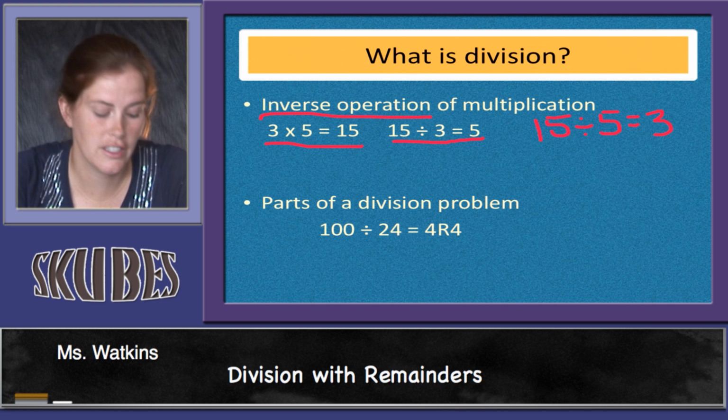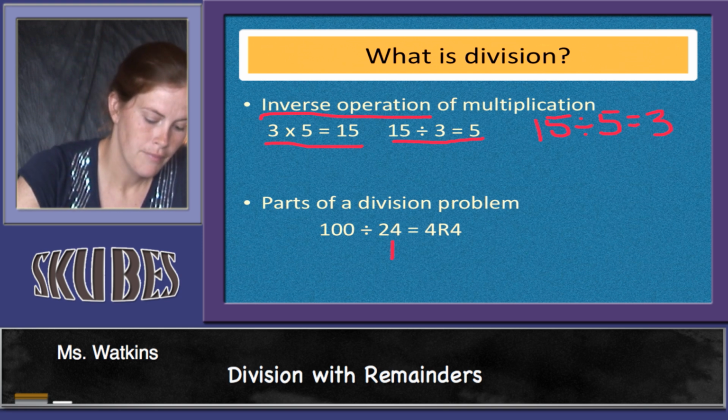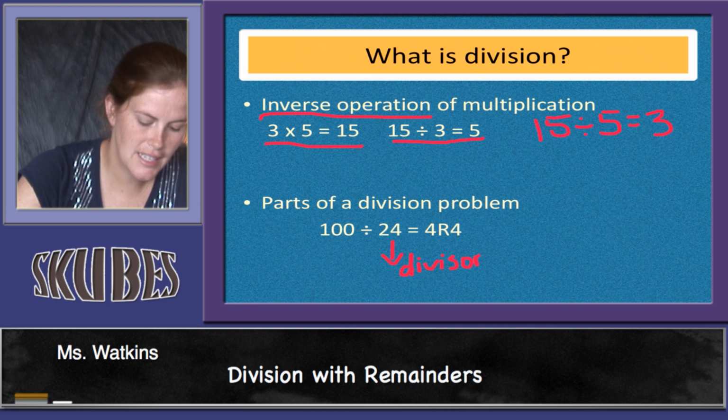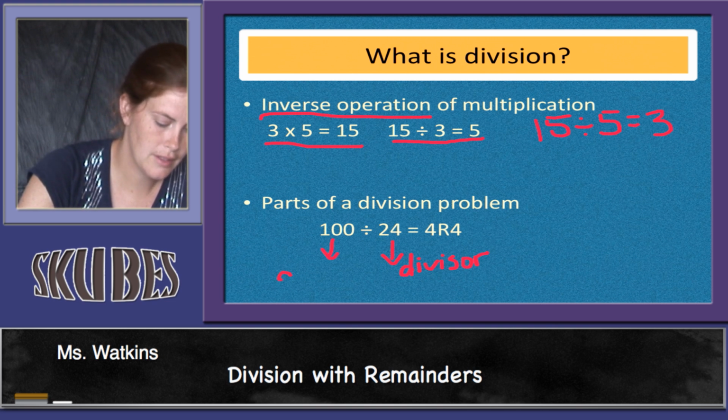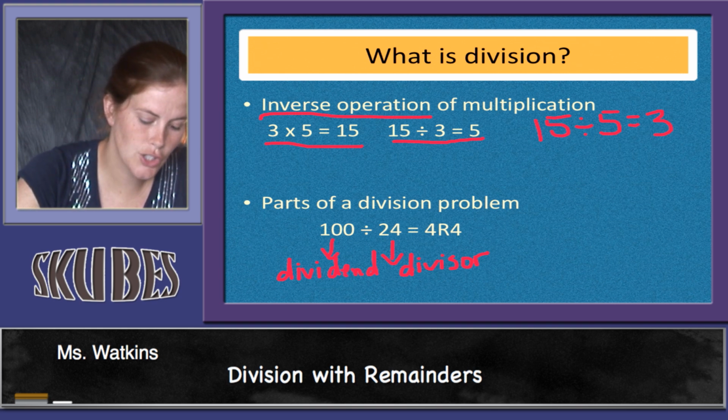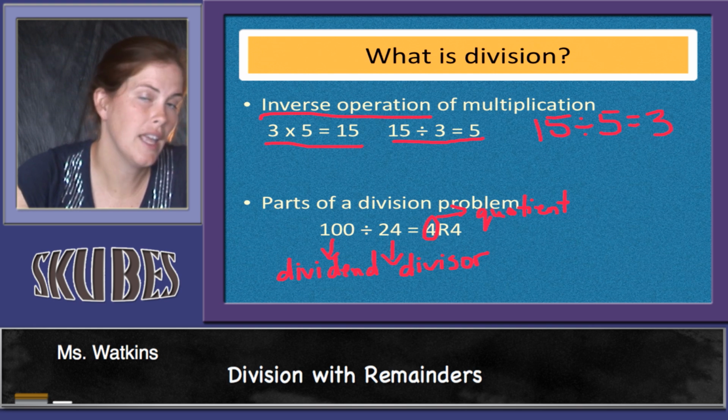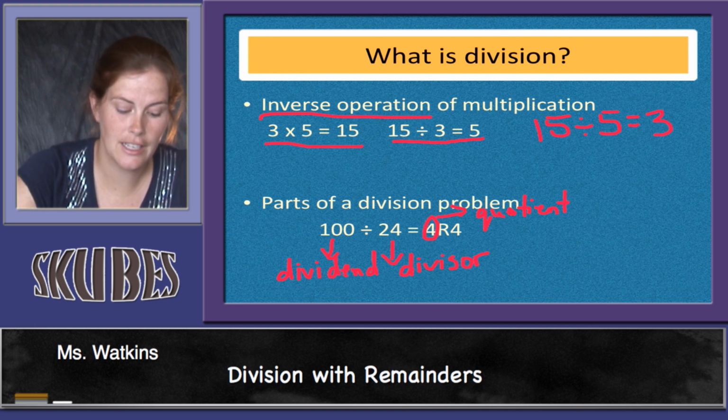There are several parts of a division problem. The divisor is being divided into the dividend. In a division problem, the answer is referred to as the quotient. And in the problems you're going to see in this lesson, there will always be a remainder.